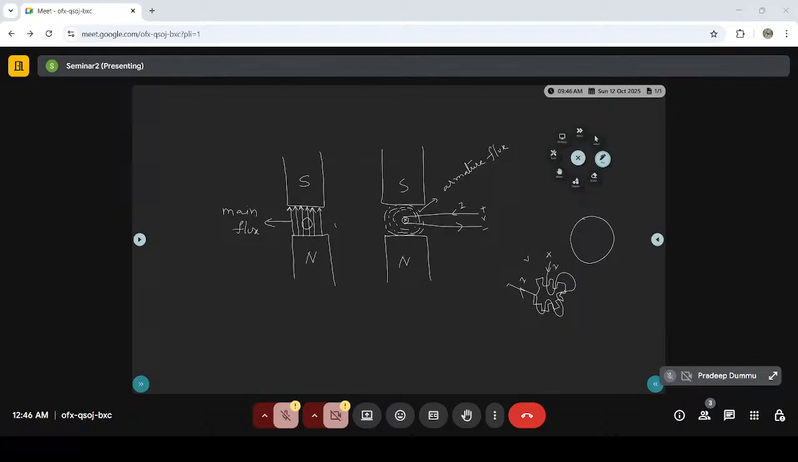Now the third diagram, the combination of these two. From the north pole to the south pole, I have taken only 6 lines to understand the concept. We have a number of lines.